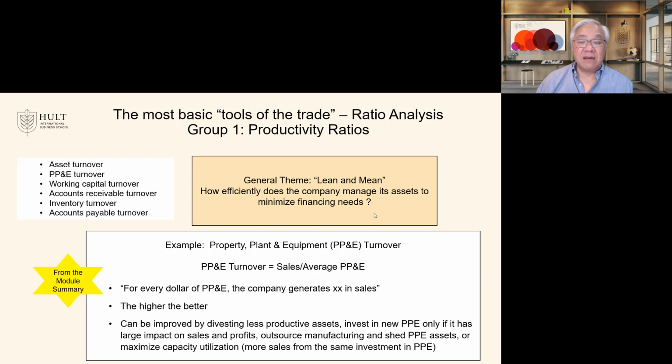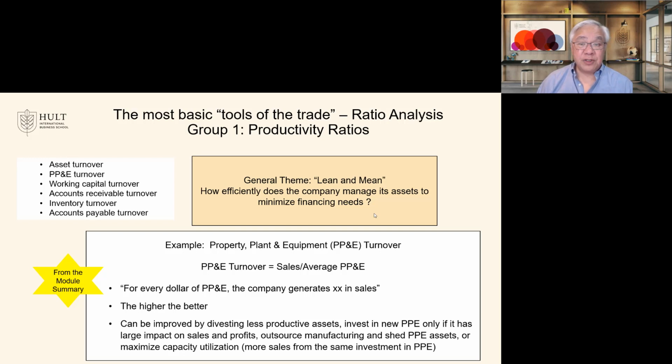So in this first set of productivity ratios, there were 6 that we mentioned earlier. And the general theme is we want to be lean and mean, because we want to be efficient in using our assets to minimize our financing needs. So the example I've cited here is the PP&E turnover, and the calculation is sales divided by the average PP&E. We use the average, by the way, because that way we can account for situations where balance sheets change dramatically from the beginning of the year to the end.